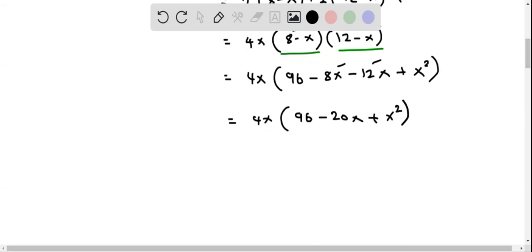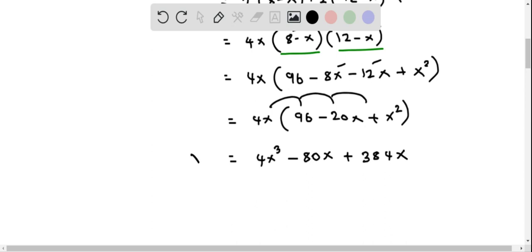We can now distribute the 4x into the terms inside the brackets. So first I write 4x times x squared is 4x cubed. We then have 4x times negative 20x is negative 80x squared. And finally we have 4x times 96 is 384x. So we have obtained the expression for the volume. We can write this in function notation. So this is the volume function V of x.